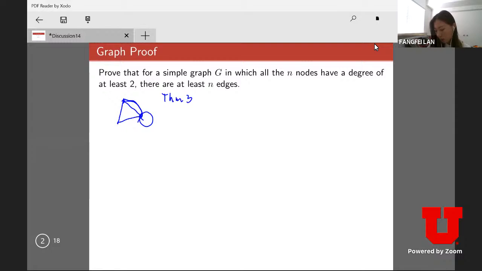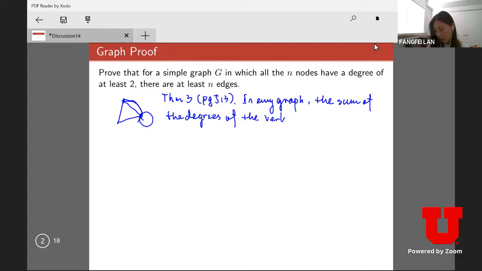So theorem 3, this is on page 513. It says, in any graph, the sum of the degrees of the vertices is equal to twice the number of edges.